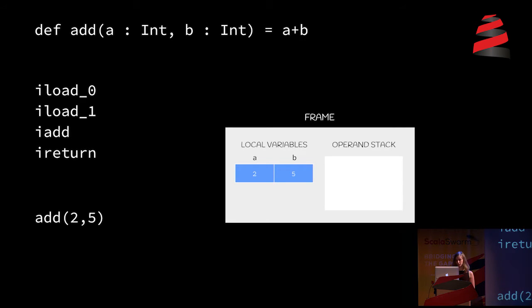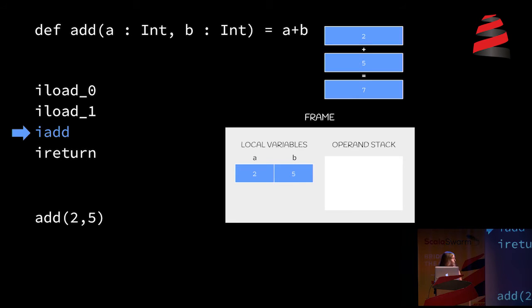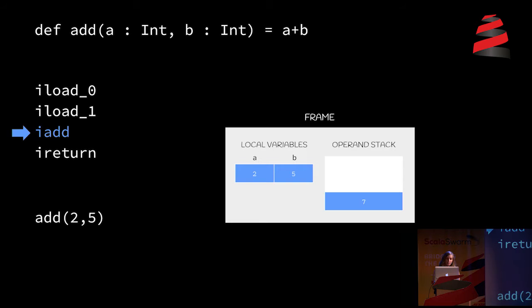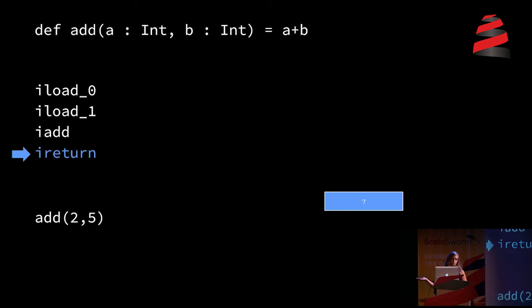The first command, iload_0, loads the value from the element in the 0th place onto the stack. So it pushes the value of a, which is 2, onto the stack. The second command, iload_1, does the same with the element in the first place. So it takes the value of b, which is 5, and pushes it onto the stack. The next command, iadd, pops the 2 elements, sums them, and then pushes the result back onto the stack. And finally, ireturn simply returns the top element from the stack as the result of the method. The frame is discarded, and the result is pushed to the operand stack of the invoker frame.